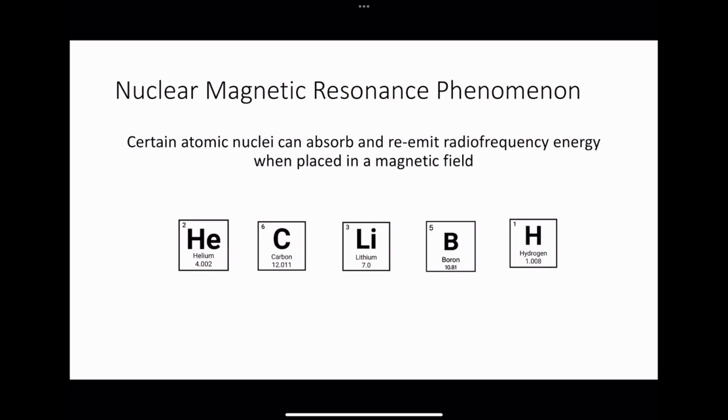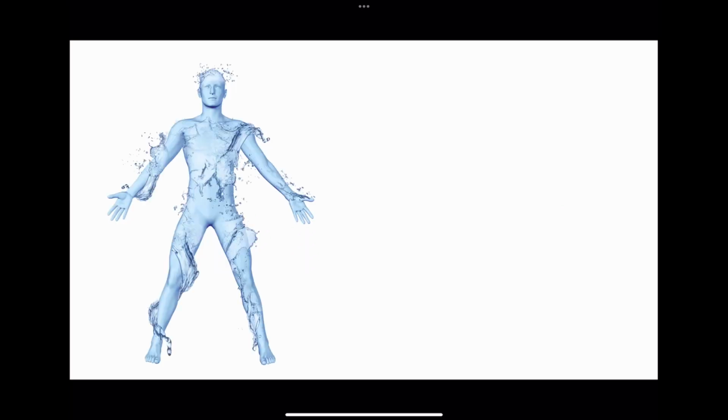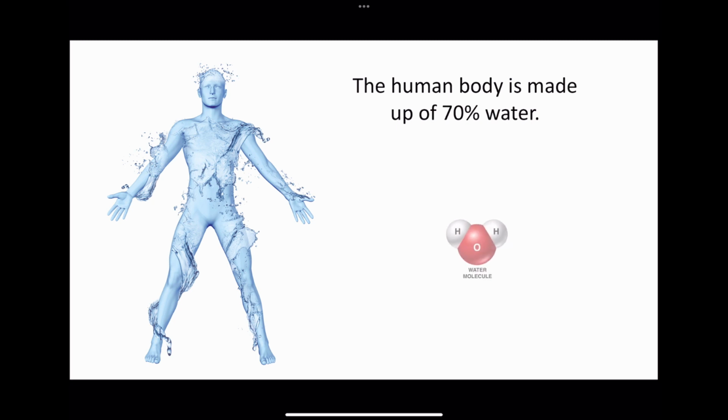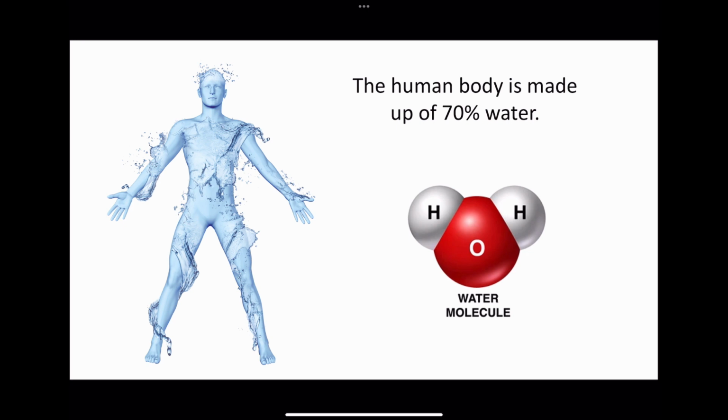The most important of these elements on the screen, helium, carbon, lithium, boron, and hydrogen, is hydrogen, because there's an ample amount of it within the human body. Certain atomic nuclei can absorb and re-emit RF energy when placed in magnetic fields. Hydrogen is the most abundant molecule in the body because the human body is 70% water and each water molecule has 2 hydrogens in it. Water is found in almost every tissue and organ, so working with hydrogen allows the MRI machine to scan almost every tissue in the human body in depth.